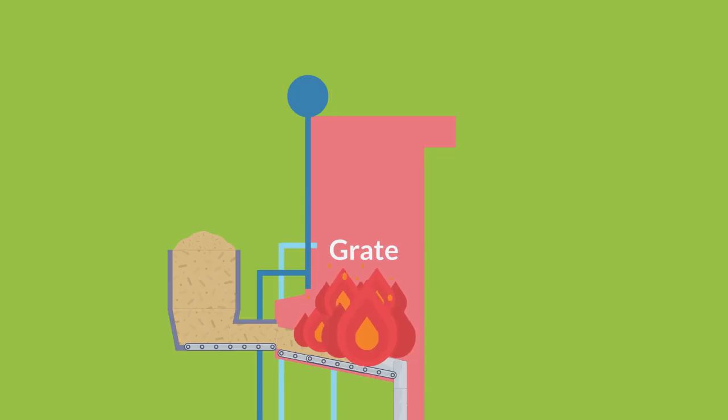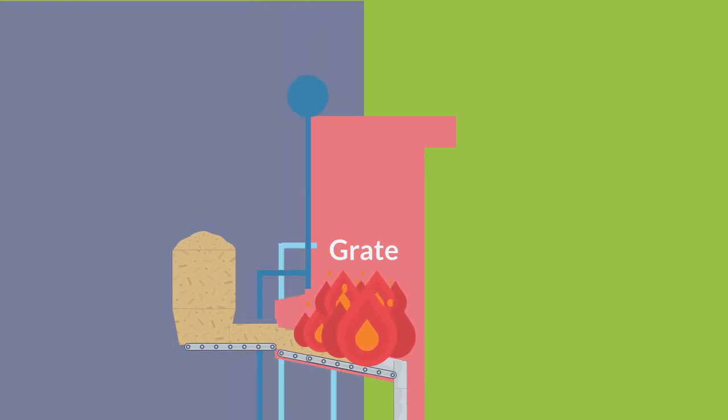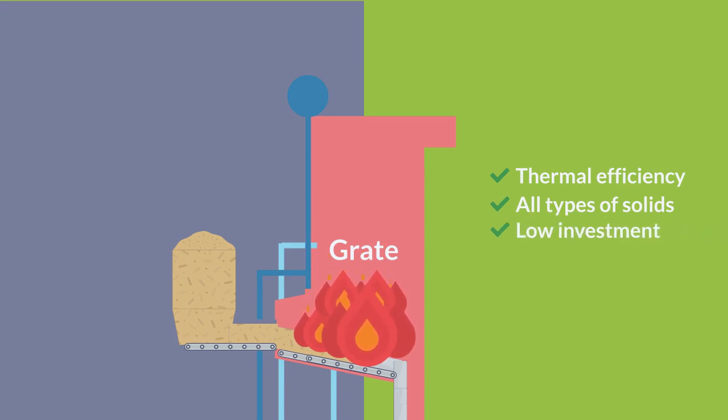Mobile grates have some advantages and drawbacks when compared with other types of furnaces. The thermal efficiency is higher than in other furnaces. They support all types of solid fuel, almost without pretreatment. The investment is relatively low. However, short retention times may produce unburned carbonaceous materials. And the grates can cause mechanical problems or require frequent maintenance.